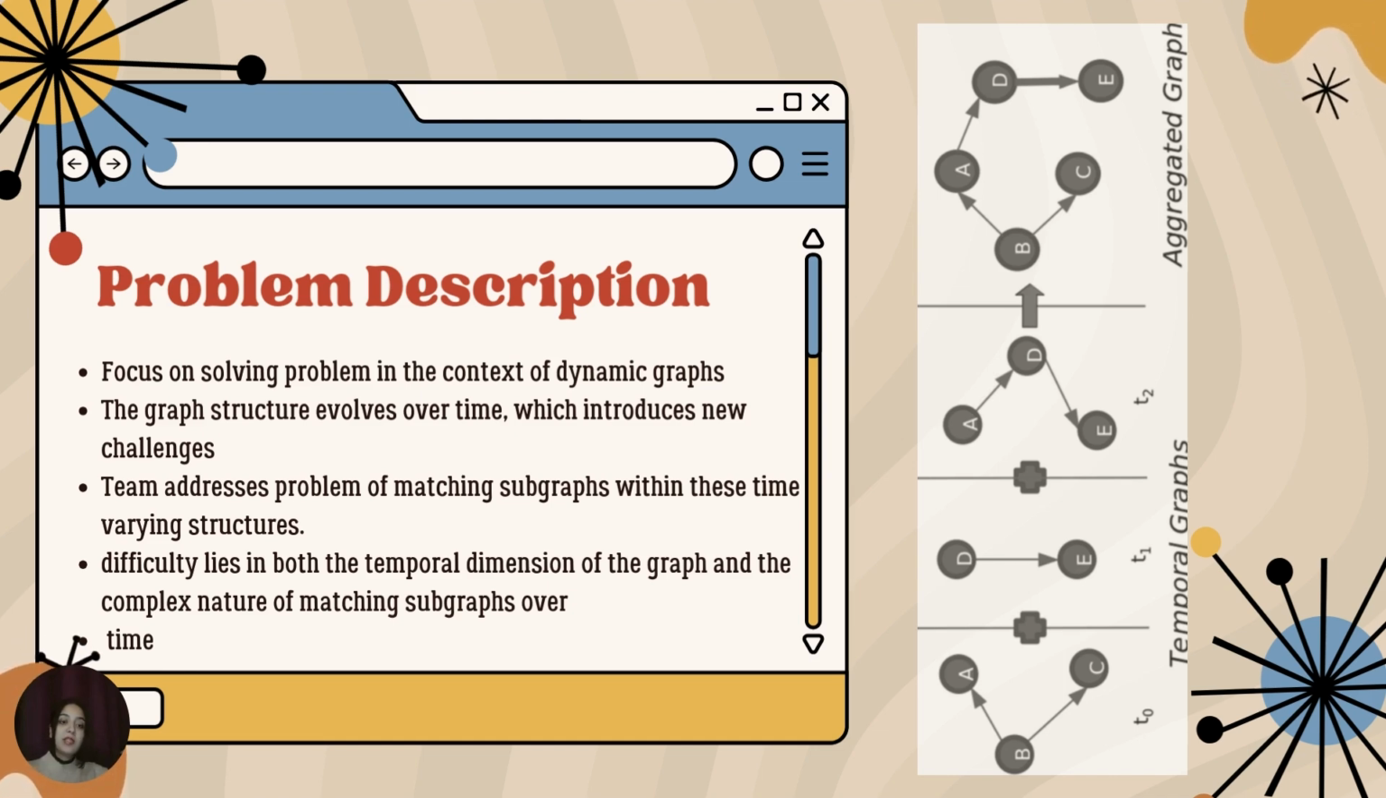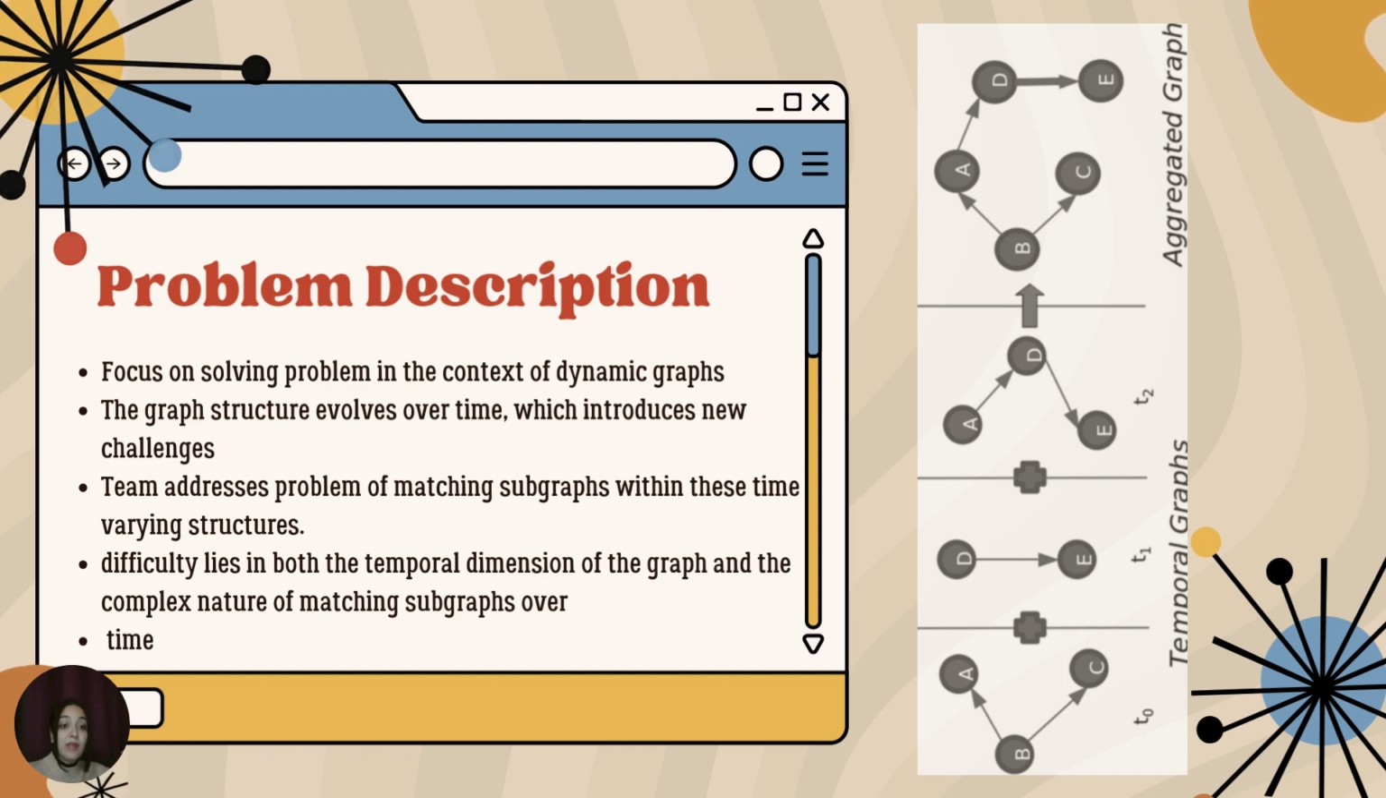So the problem arises specifically in the context of dynamic graphs, and that is because in static graphs the complexity is not that high, but in dynamic graphs the structures keep on evolving over time, which are hard to track, because it raises the problem of matching the subgraphs within these very time varying structures.